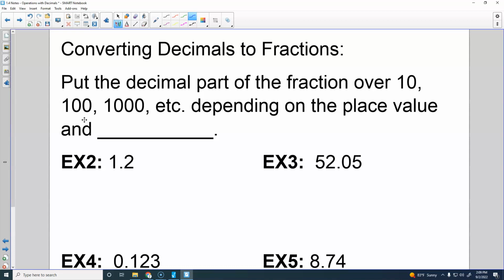But to convert decimals to fractions, we'll put the decimal part of the fraction over 10, 100, 1,000, etc., depending on the place value.